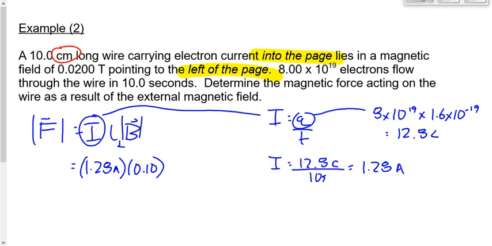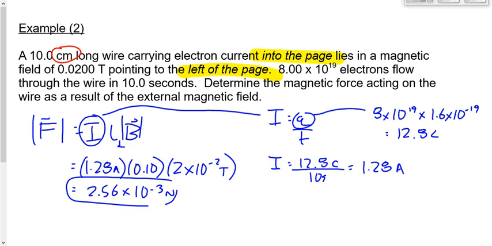The strength of the magnetic field is 2 times 10 to the negative 2 Tesla. And we multiply those together, we get 2.56 times 10 to the negative 3 newtons. Now notice it doesn't say the magnitude of the force, it says what's the force. So we need a direction here, right?